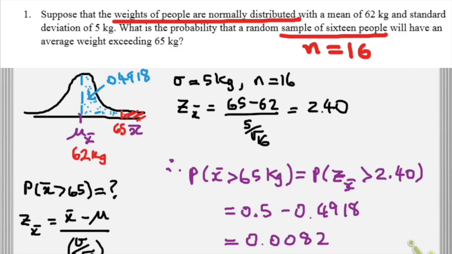You will get 0.0082, which is the probability that a sample of size 16 will have a mean greater than 65 kg, where the population mean was 62 kg. So it's a very unlikely thing to happen. It's 0.82%. Hope that's clear.